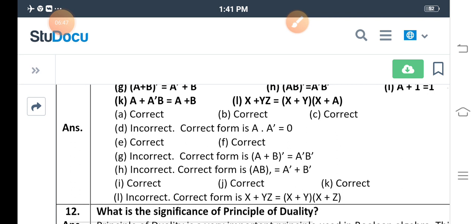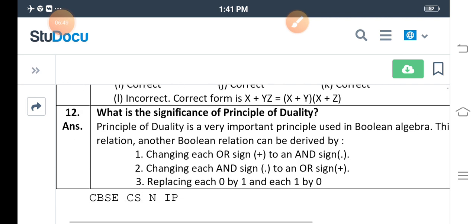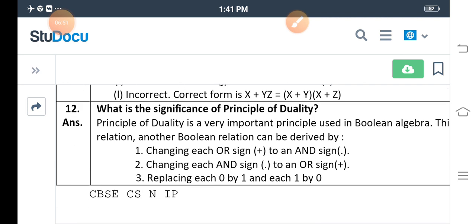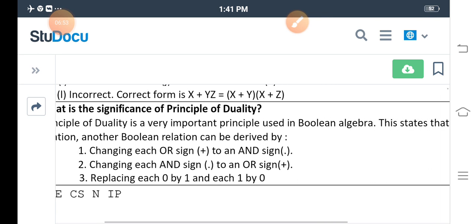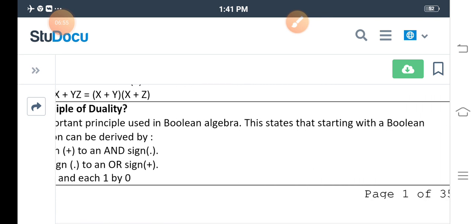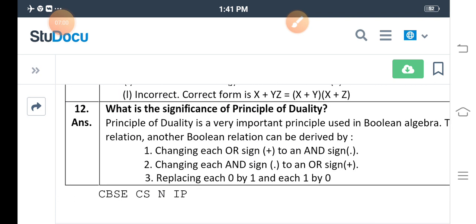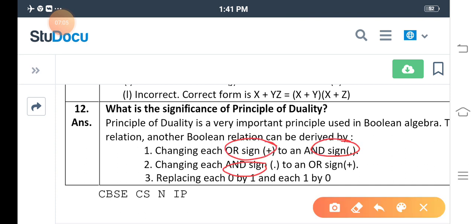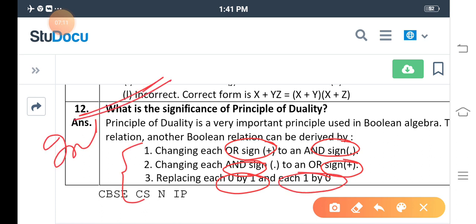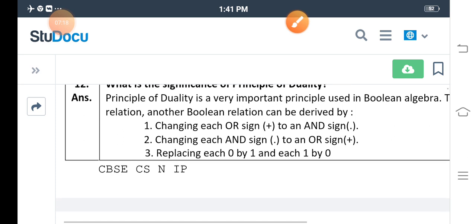Next one, 12th. Significance of the principle of duality, that also we have done. The principle of duality is a very important principle used in Boolean algebra. This states that starting with a Boolean relation, another Boolean relation can be derived by changing OR to AND and AND to OR, 0 by 1 and 1 by 0. So this is a very important question from the board exam point of view also. Moving on to next.